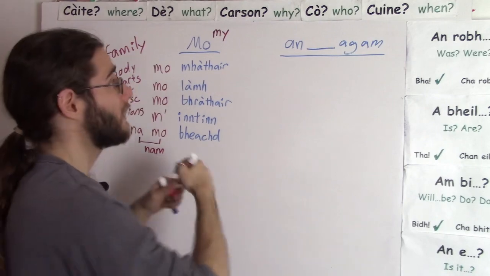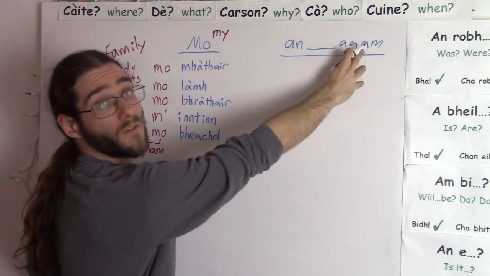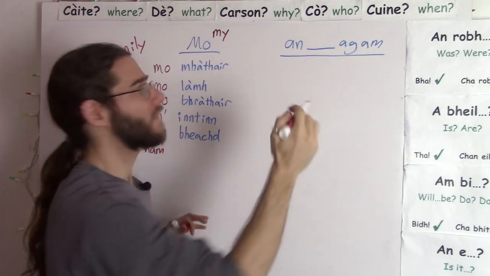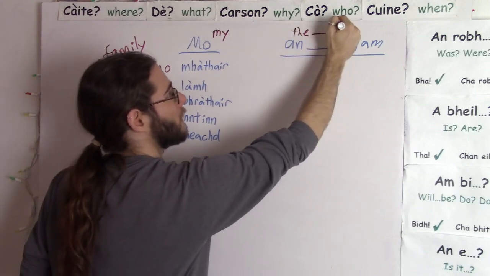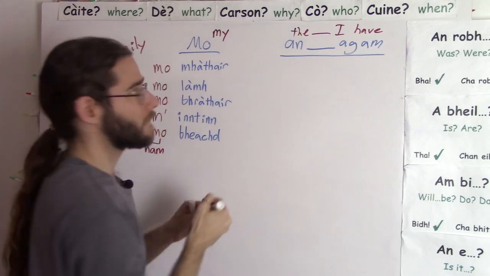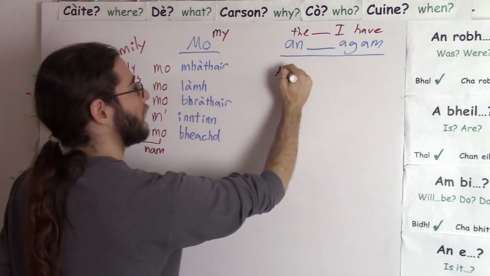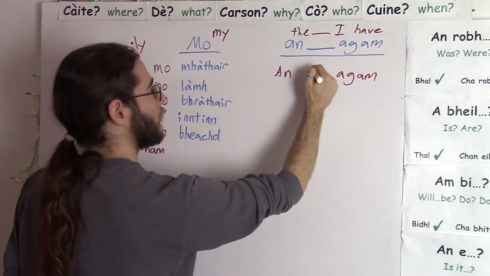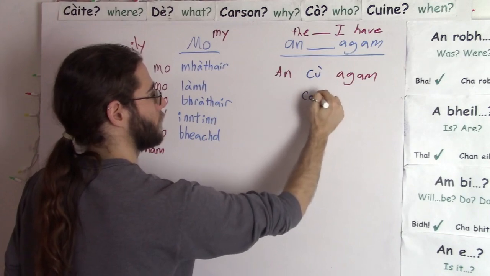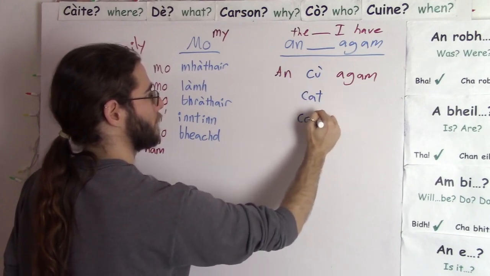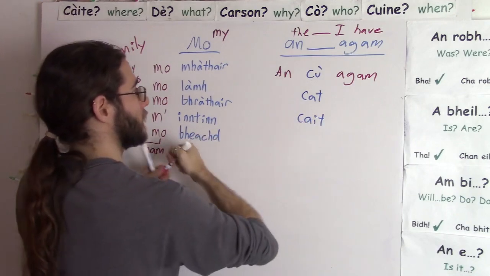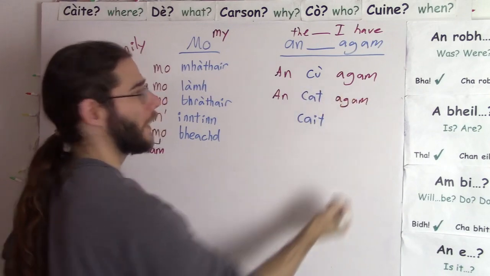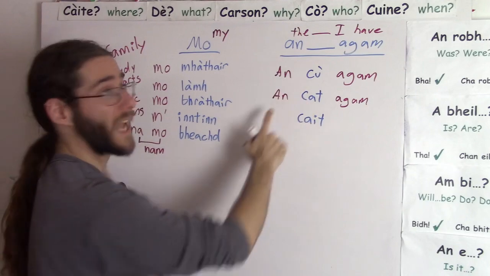All right, what's the other way? On something akam. Akam. And if you've studied Gaelic before, you probably recognize akam. It means I have. So think of this as the something I have. Okay, let's take a look at it. An kuakam. An kuakam. An kacht akam. Kacht akam. Right? The dog I have, the cat I have.